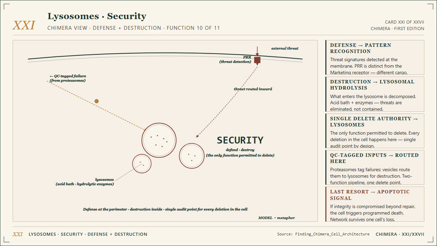Every deletion in the cell happens at the lysosome. Single audit point by design. No other function can remove an artifact from the cell unilaterally. Deletions route here, get logged, get carried out.